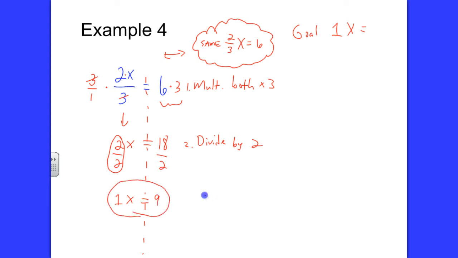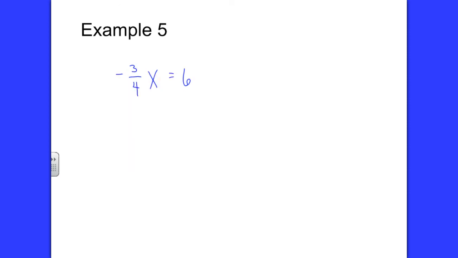And let me show you how we could check that. If 1x is 9, if I put 9 in there, what you have is 2 times 9 divided by 3. We want to see if that is equal to 6. Well, 2 times 9 is 18. What is 18 divided by 3? It is 6. Therefore the answer is 9. All right, so basically a fraction is just like combining multiplication and division into one problem.